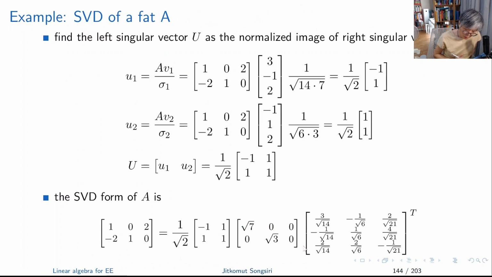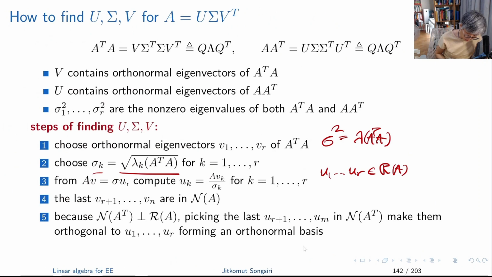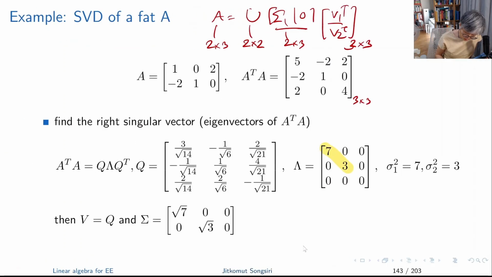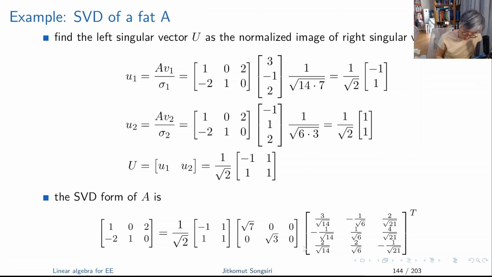Next, how to find U? From the procedure, the first r entries of U_k is the image of V_k under A. So this is the matrix A. We get V1, V2 and V3. So we write this V1 and divide by square root 7, the singular value. So calculate it. It turns out to be this vector.